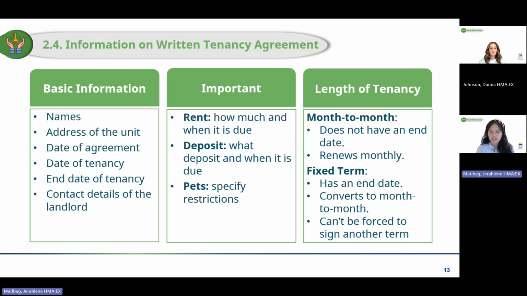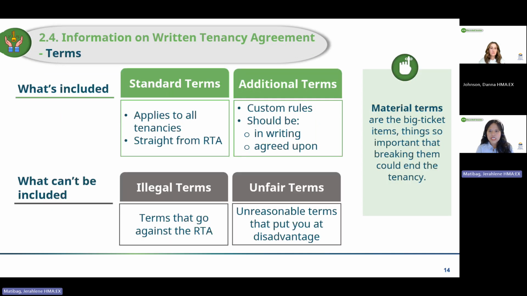Read the agreement carefully, check for these important details, and discuss it with your landlord if there's anything that you wanted to ask. And now that we have all those important details, let's take a look at what type of terms a written tenancy agreement should include. So a written tenancy agreement includes standard terms. Standard terms are automatic rules that come from the law. They apply to every tenancy in BC.